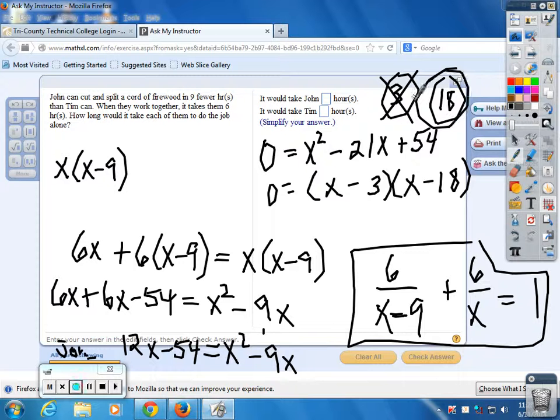It has to be 18. So it would take Tim 18 hours, and it would take John 9. And I think that's what we got yesterday. And if you multiplied by 6 all the way through, you would have got the same answer. Okay. So that's that.